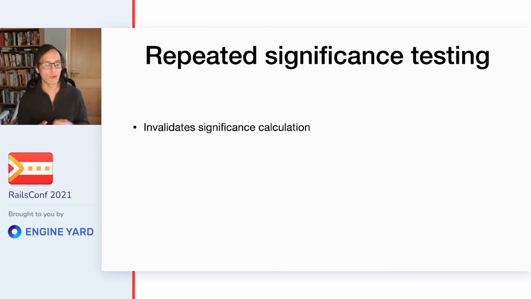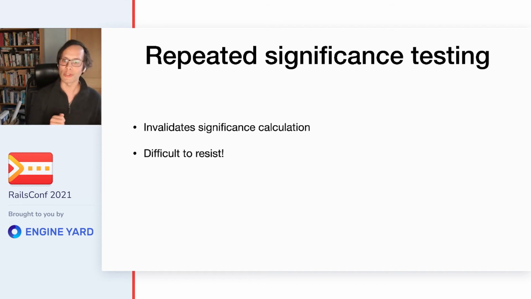Because what you're doing is you're re-rolling the dice every single day. And so instead of having a result where you have a 5% chance of it being a fluke, you'll have a much higher chance. It is difficult to resist. People want to know what's going on in general. A lot of tools or platforms tacitly encourage it. They provide you with real-time dashboards to allow you to do this. So it's very difficult to resist.